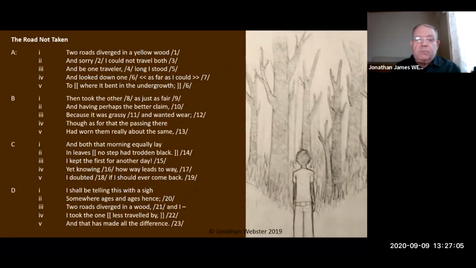All right, take this poem, Road Not Taken. Some of you probably have seen it before, all right?